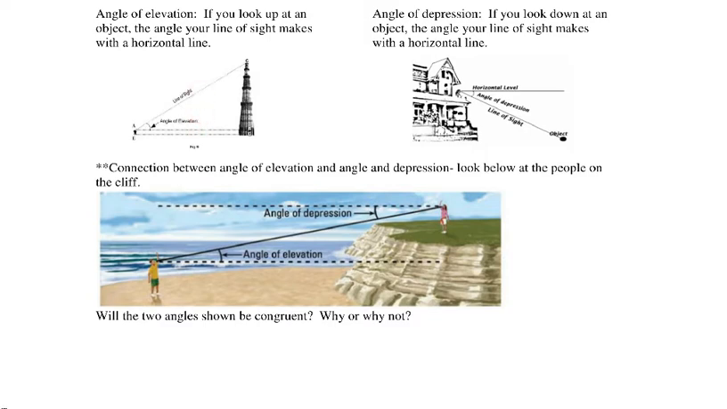Then, in the exact opposite, if you're up high and you're looking at something down low, think of yours looking straight out, that's horizontal. So the angle that it creates when you have to look down at the object, that's the angle of depression.